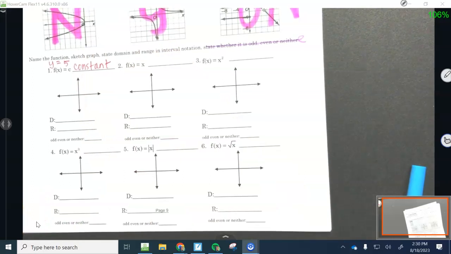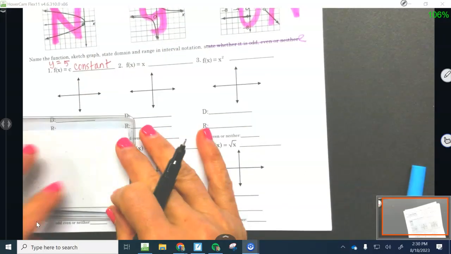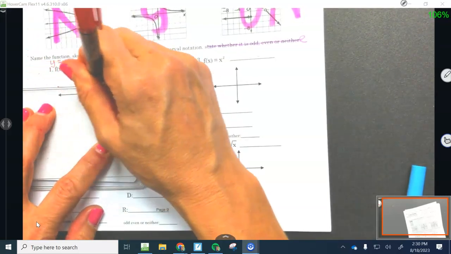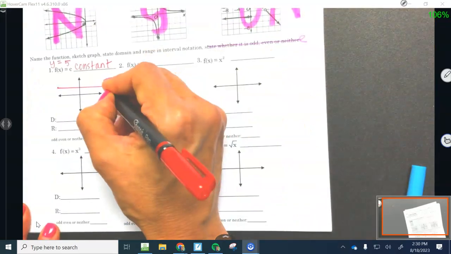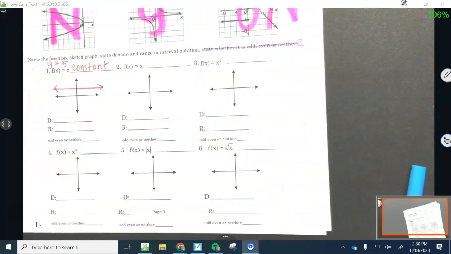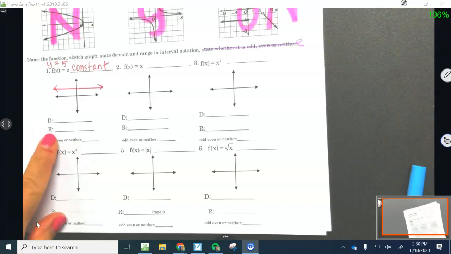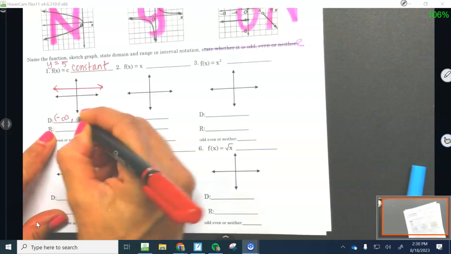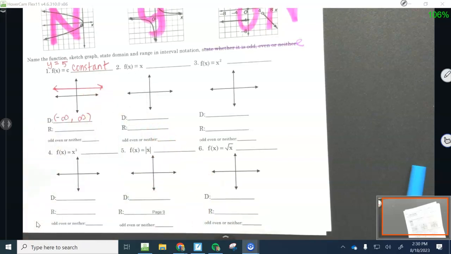And I'm just going to use my ID because I like nice clean lines here. So just going to kind of estimate where that would be here. And then look, how many arrows did I draw on my graph? If I drew 2 arrows, I have 2 infinities. So the domain is going to be all real numbers. So the domain is going to be negative infinity to positive infinity.